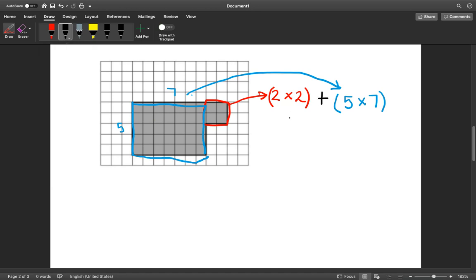So 2 times 2 equals 4. So the area of this is 4 units. And 5 times 7 equals 35. And so the area of this rectangle is 35 units. And so when I add these together, the area of this entire shape is 39 square units. Now, this is an example that has 2 rectangles put together. But in your problem today, you have a figure that would have 3 rectangles put together.